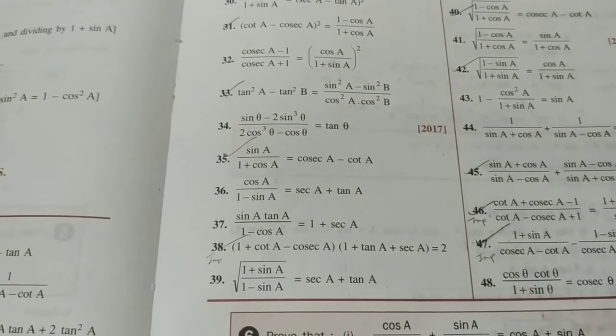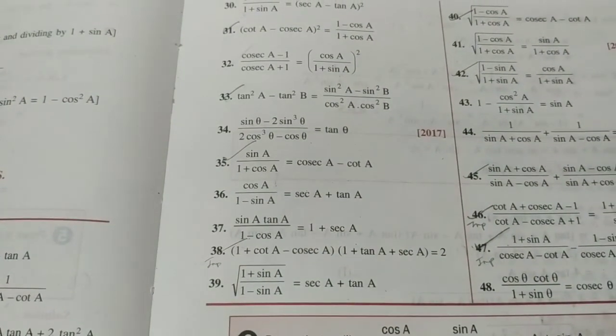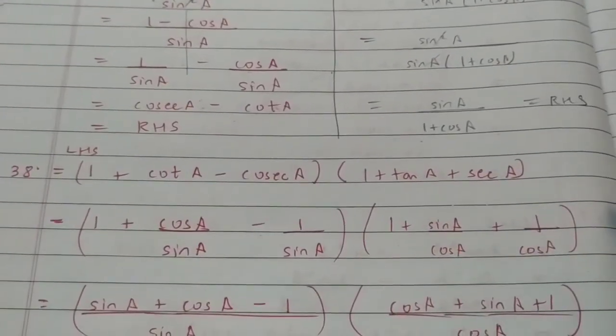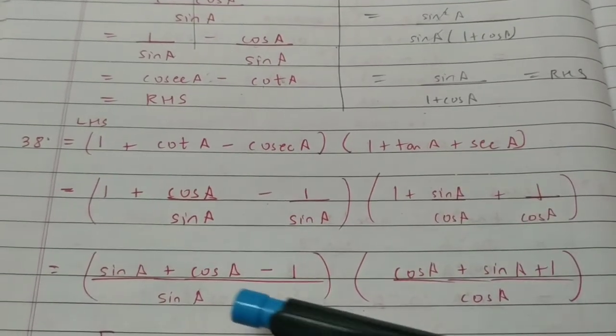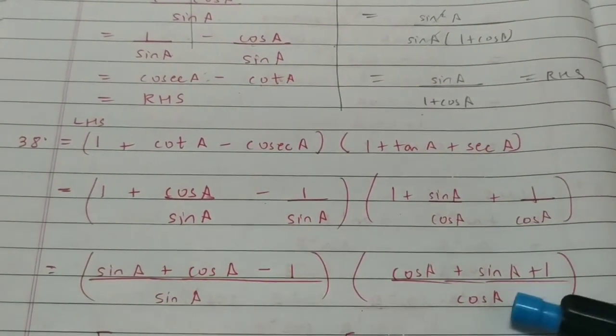38th sum. Mark it as IMP. Now we have 3 terms multiplied by 3 terms in the bracket. There are no squares visible. So we'll have to convert everything into sine and cos first of all. Then do the LCM, we'll get the common denominator here and here.